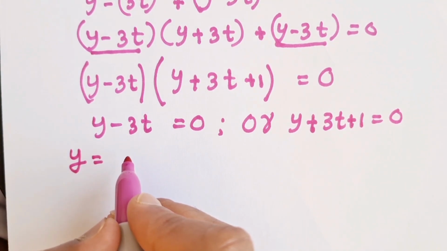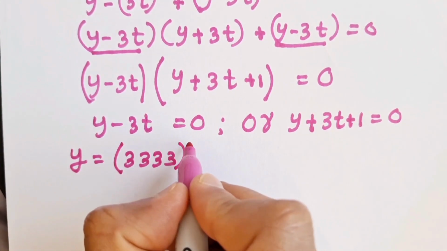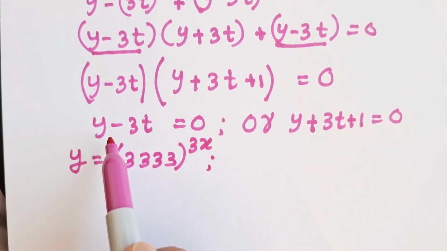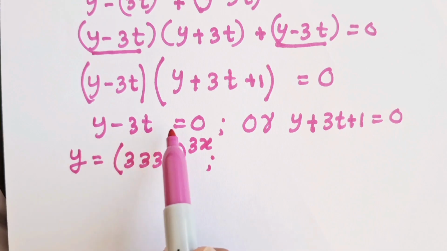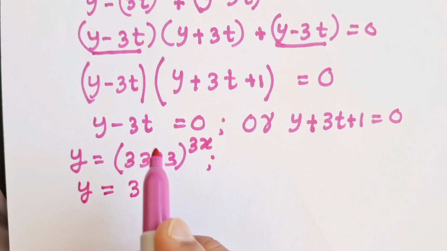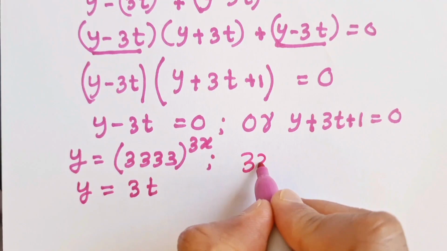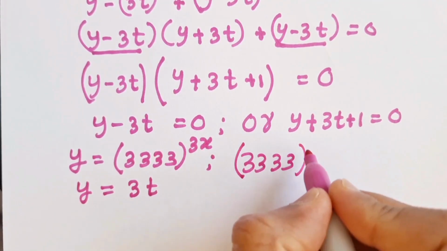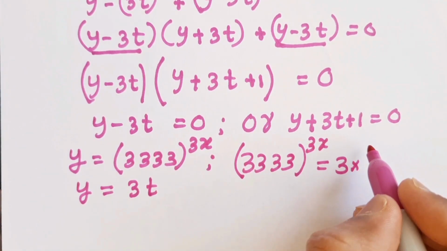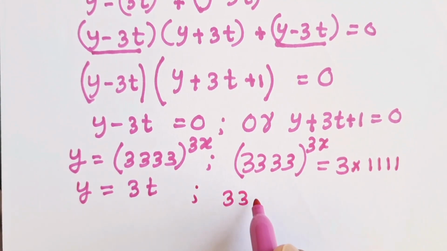So y minus 3 times t is equal to 0. Our initial substitution is y is equal to 3333 to the power of 3 times x. So here we have y minus 3 times t is equal to 0, then we can take y is equal to 3 times t. So now we have 3333 to the power of 3 times x is equal to 3 times t. T is equal to 1111. That is our previous substitution.